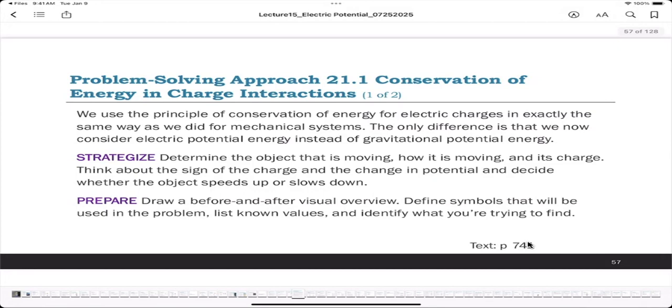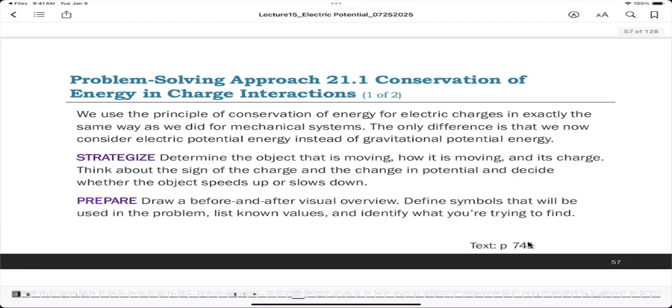Determine the object that is moving, how it is moving, and its charge. Think about the sign of the charge and the sign of the change in potential, and decide whether the object speeds up or slows down. You can draw a before and after visual overview.